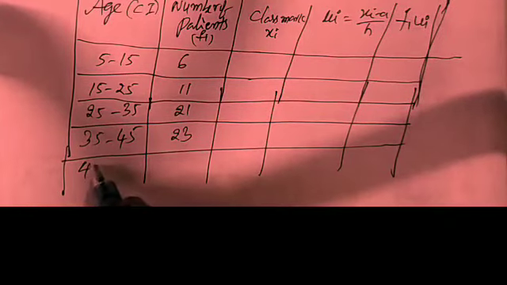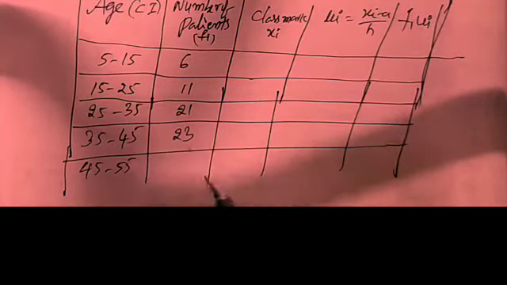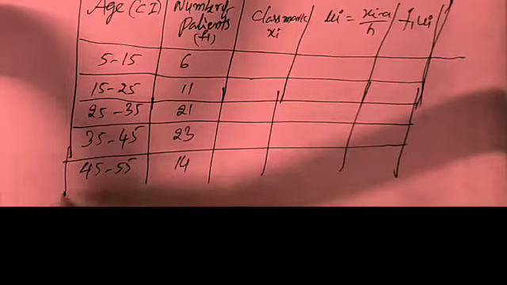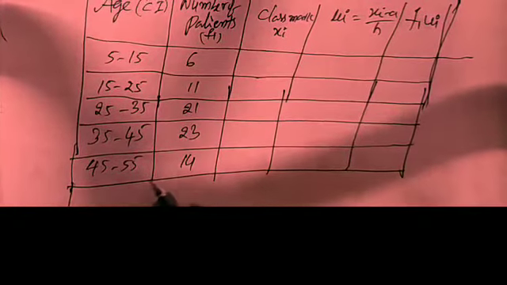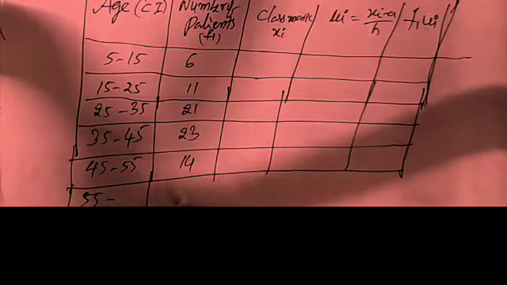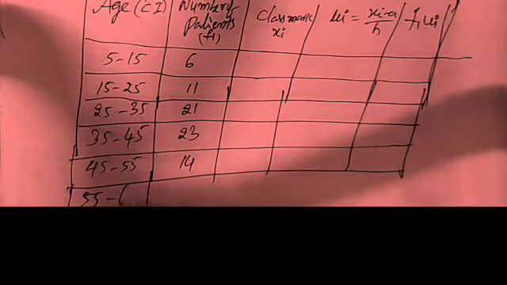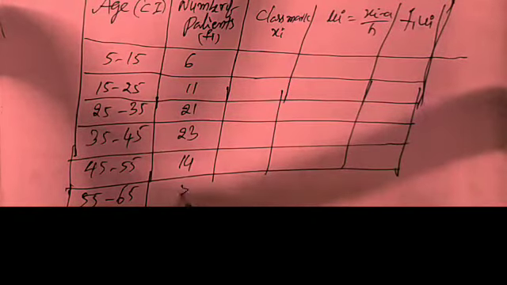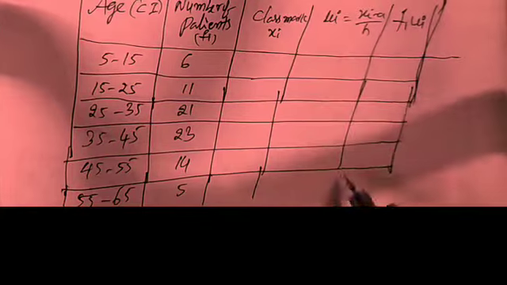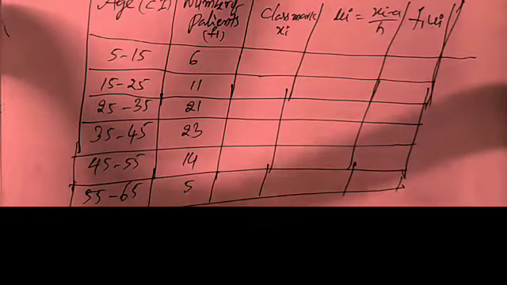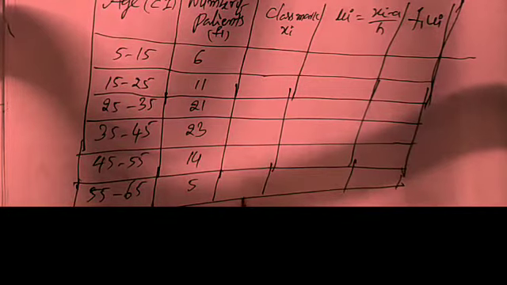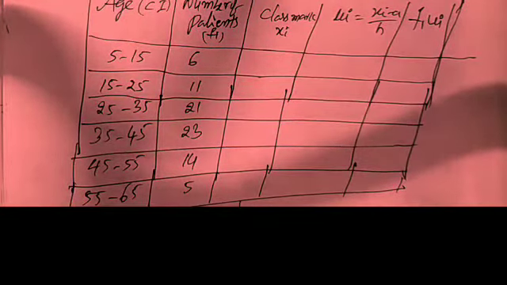Now, next class frequency 14, 45 to 55, 14. Next one is 55 to 65. It is given 5. Now, how can you get class mark? Just it is the average of class interval.